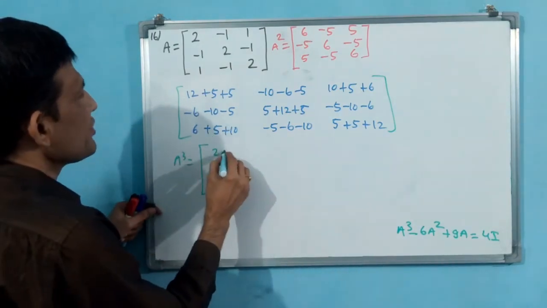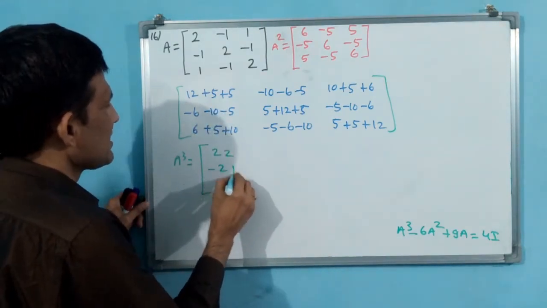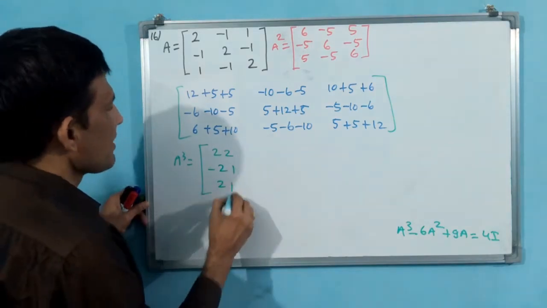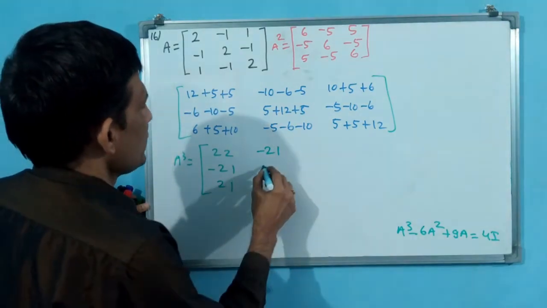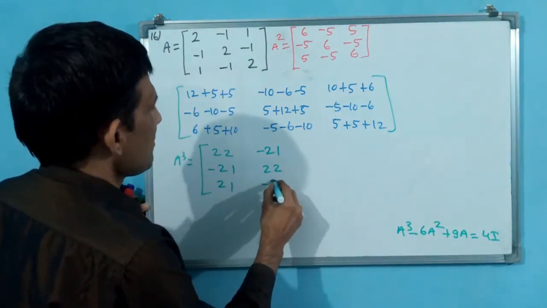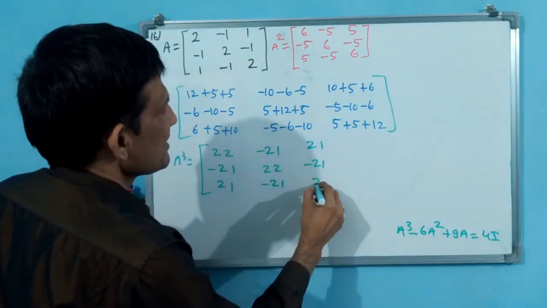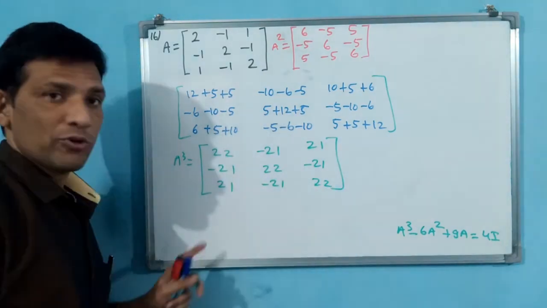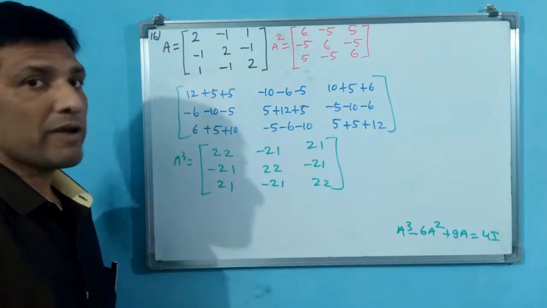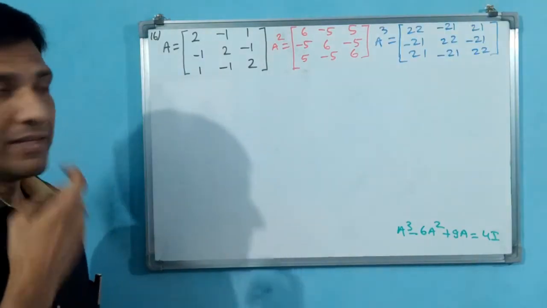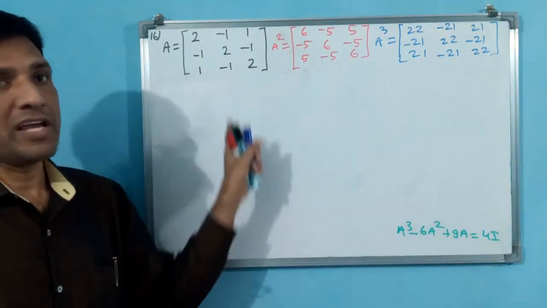10 plus 12, 22. All minus 21, plus 21, minus 21, 22, minus 21, 21, minus 21, 22. See, this will be your A cube. I am writing here and I am going to rub. Why? Because this equation we are going to verify now. Note down. See, we have found A square, A cube also. I have written A square, A cube.